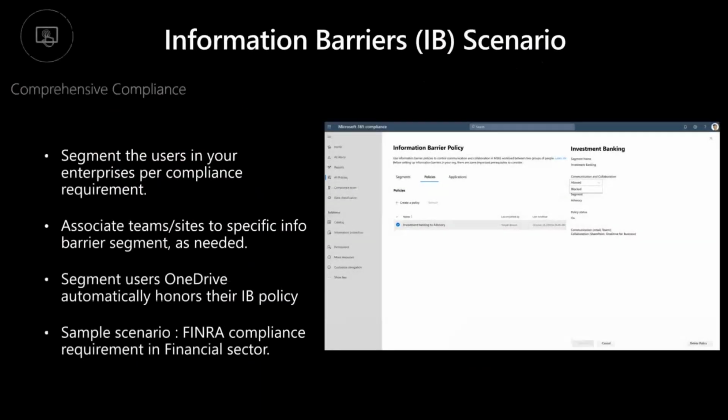So I hope I gave you a 10,000 foot view of what the information barrier scenario is and how in Microsoft 365 we are bringing this forward. To put it in simple terms, you will be able to segment your users in your organization based on your compliance requirements. So for example, you can say these 1,000 users are investment bankers, these 500 users are corporate advisors, and then you have the rest of the company.